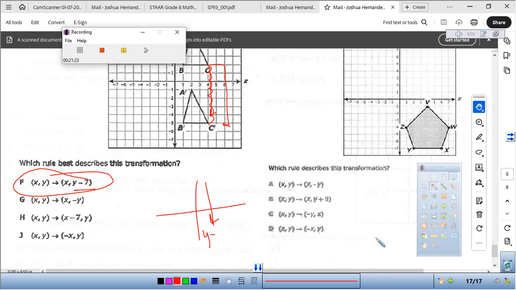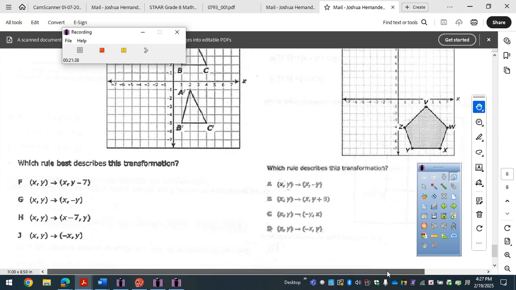Pretty easy because I just went down. I didn't go right or left. I just went from up here to down here. That's just a negative movement on the y-axis. Pretty easy, guys. Let me see this one over here.